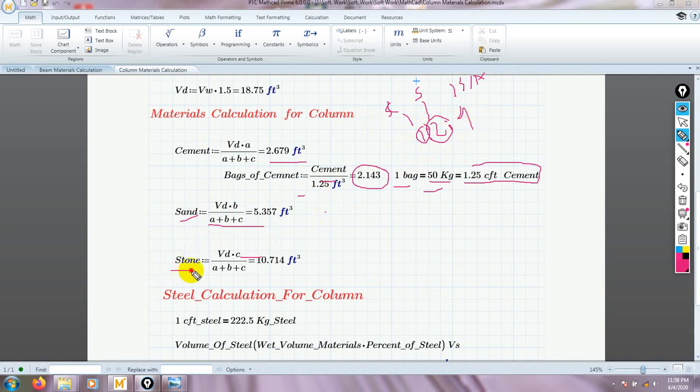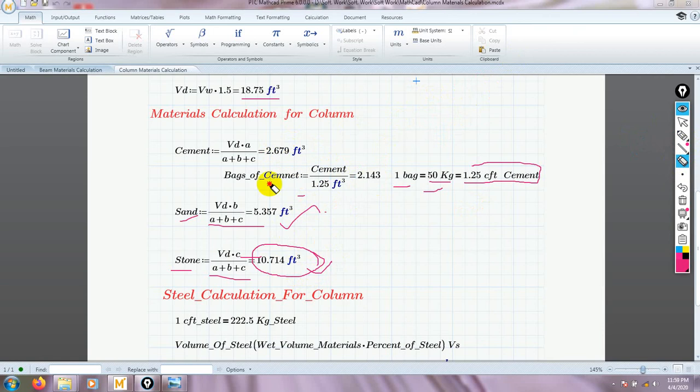After that, if we go for stone, similarly we have to multiply 4 with the total dry volume divided by the total ratio 1 plus 2 plus 4. Then we'll find our stone. After finding our aggregate, we get our 3 required values here, and after that we will go for steel calculation for a column.